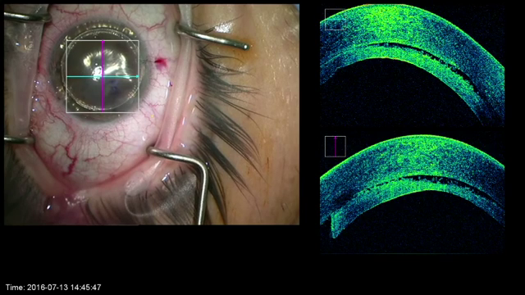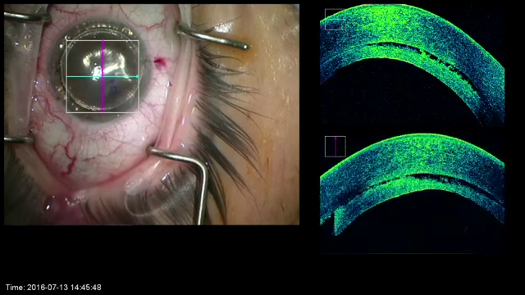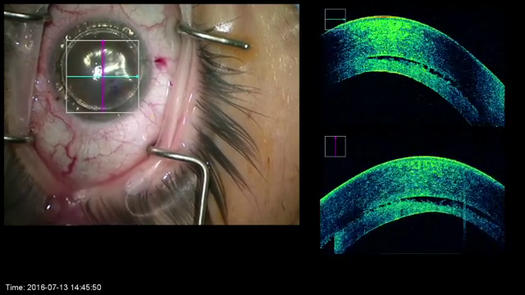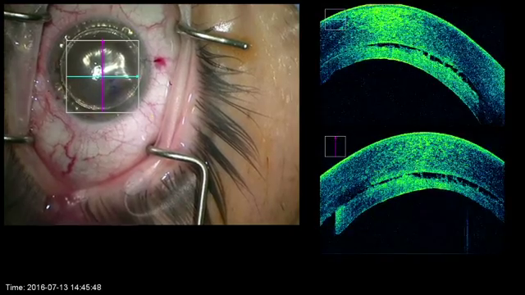Here again, our microscopic view makes it seem that there is good apposition of the graft, and many would find it acceptable to stop at this point. Yet, there is a significant space between the donor and host that is only visible on OCT.